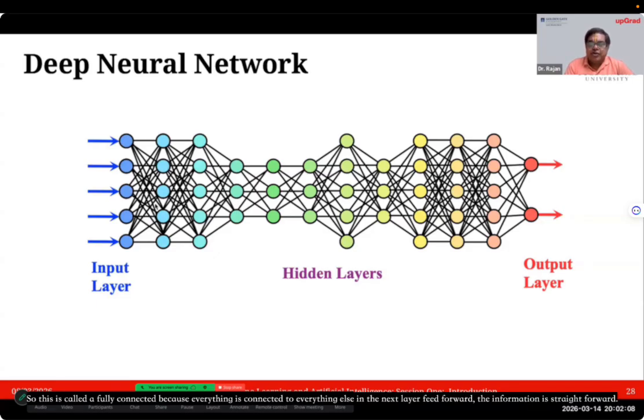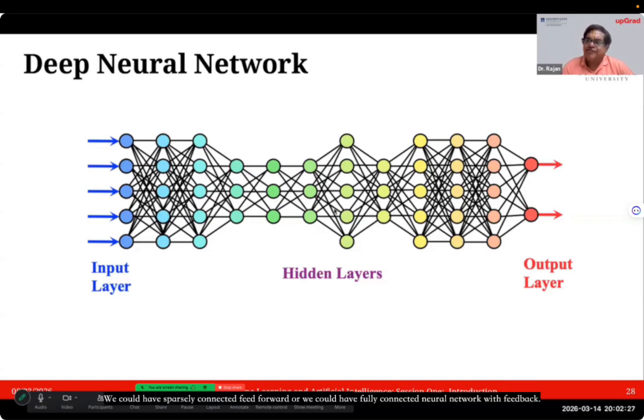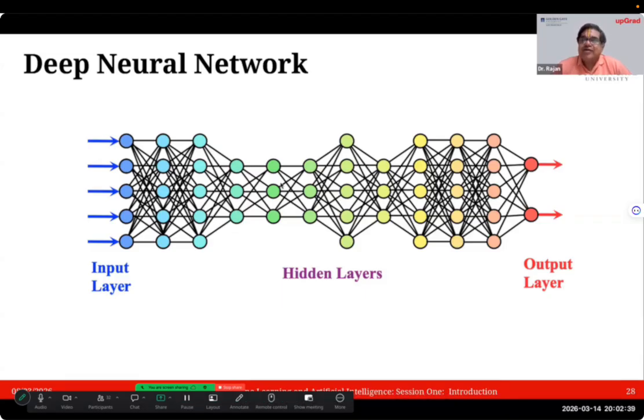This is called fully connected, because everything is connected to everything else in the next layer. Feed forward: the information is fed forward, moving only forward. A fully connected feed forward neural network. We could have a sparsely connected feed forward network, or we could have a fully connected neural network with feedback. We can have multiple types of things. How many layers? That's something we have to play with. How many neurons? That's something we have to play with.